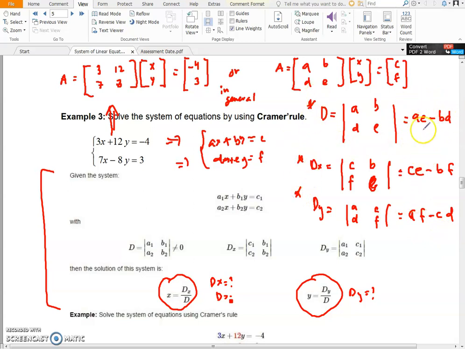Then once you get the values d, dx and dy, you can put them into the formula there. So this is the general form of it. Now let us try to solve example 3 that we have here. Let me put example 3 onto our whiteboard.